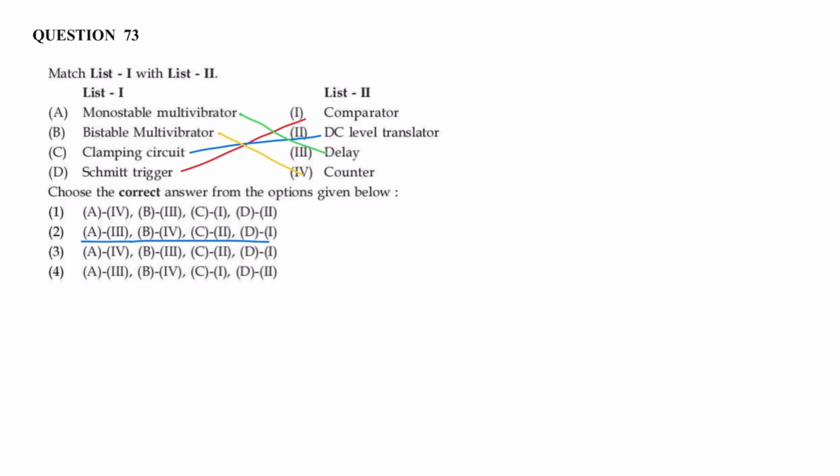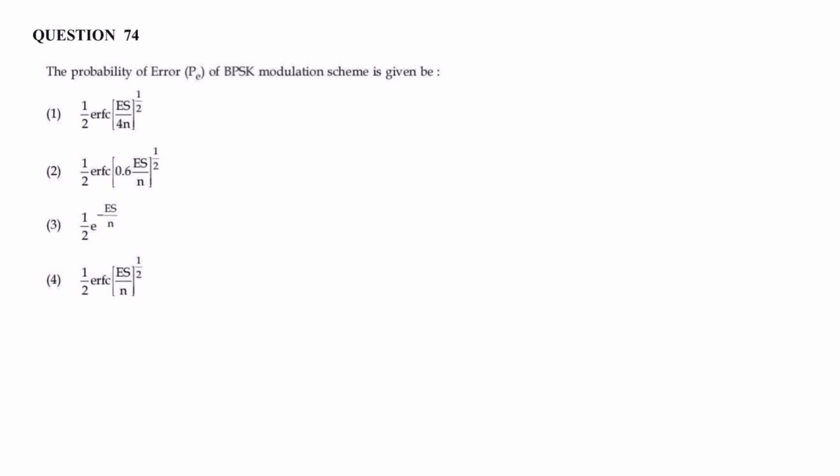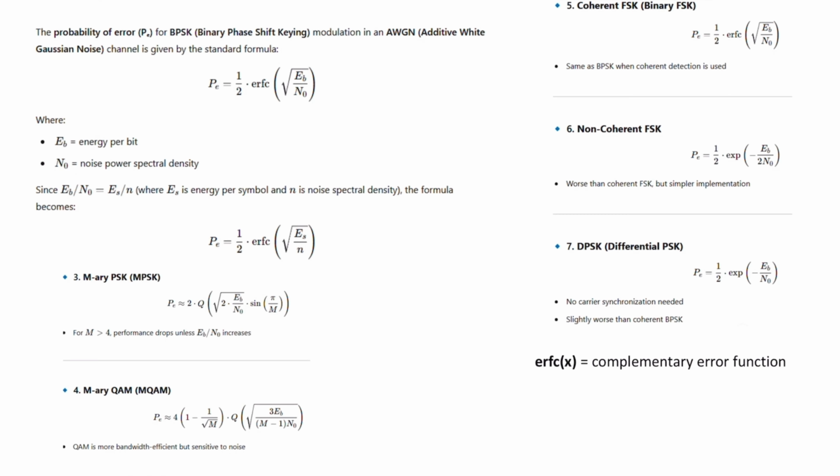Next question. Probability of error for BPSK modulation scheme. For BPSK, the probability of error is 1/2 erfc of square root of Eb/N0. Here the bit energy in BPSK is the same as symbol energy, so 1/2 erfc of square root of Es/N0. So correct option is 4.